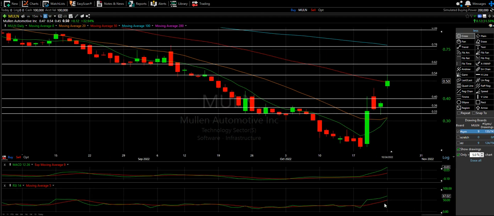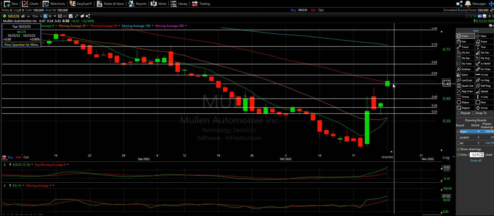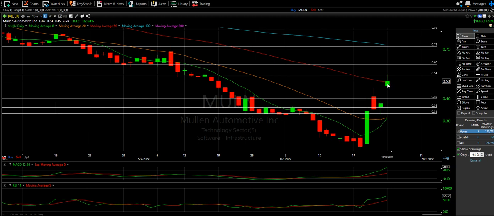And look, the RSI by no means is too high, right? Once we get to like 78, 80, that's when I start saying it's too high, right? But that's a beautiful MACD. That's a beautiful RSI. Look, as long as we don't lose the 50% candle, this definitely is still in play for sure.